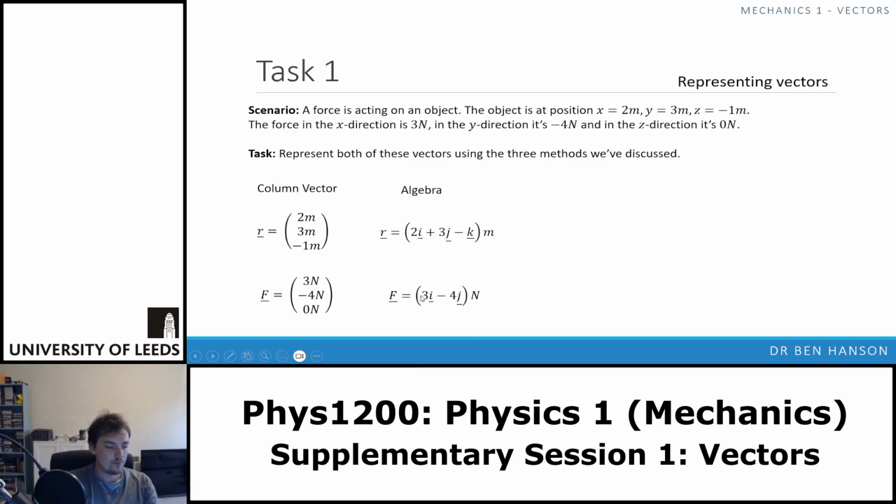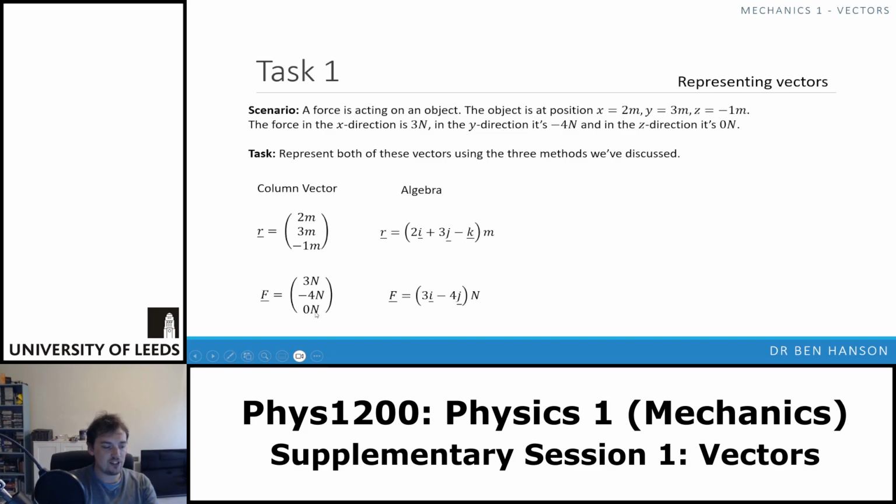F, then, the force, is 3 in the x direction, minus 4 in the y direction. We don't need to put 0k in the z direction because 0 times something is 0, so let's get rid of it. And then newtons again has come out of those brackets. So maybe it's easier to write it algebraically, right?